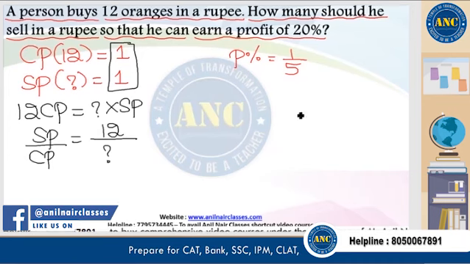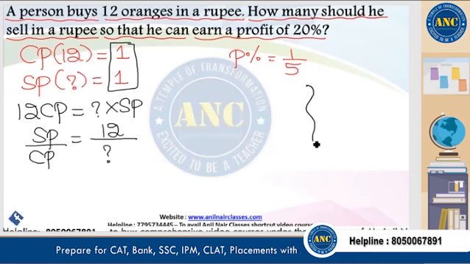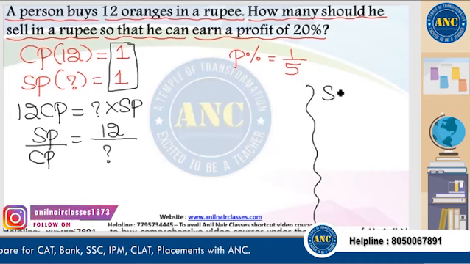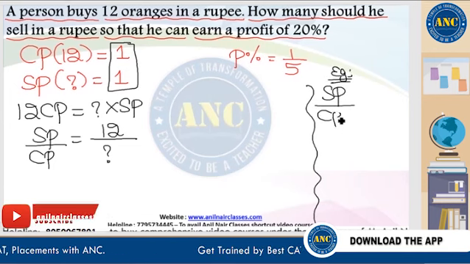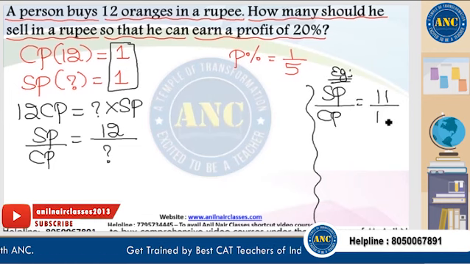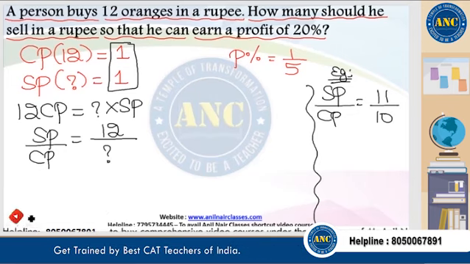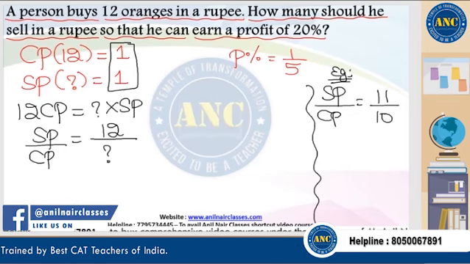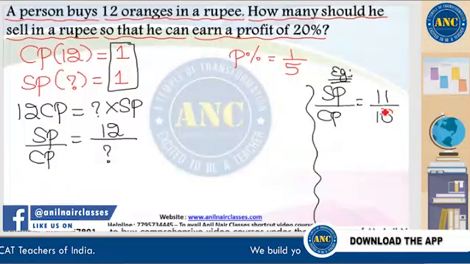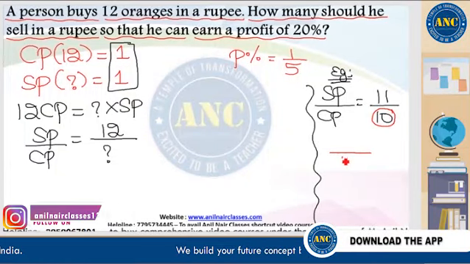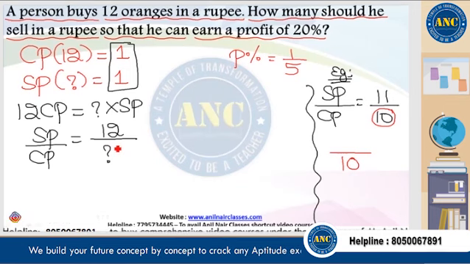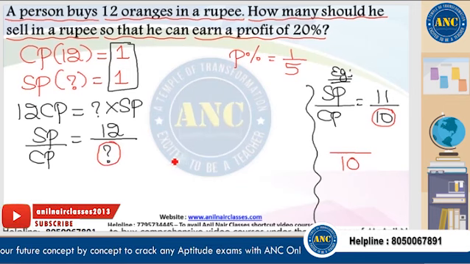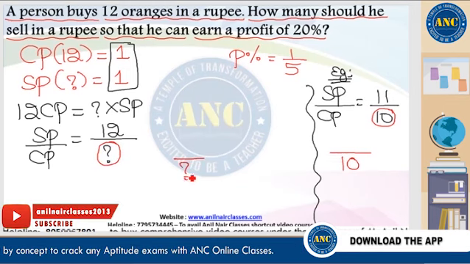Now see here, sir. How will you find profit or loss percentage in our previous problem? Suppose, for example, SP by CP is nothing but 11 by 10. How were you finding profit or loss percentage? In simple language, the denominator is 10. Write down the same denominator, same logic. To find the profit percentage in this question, denominator is question mark. Write down the same denominator.